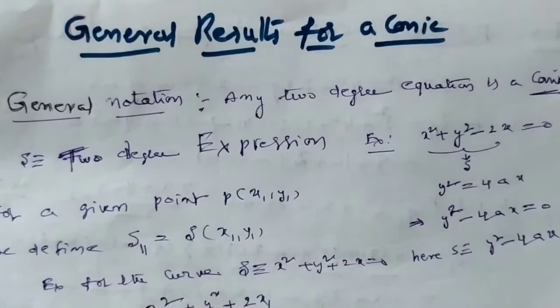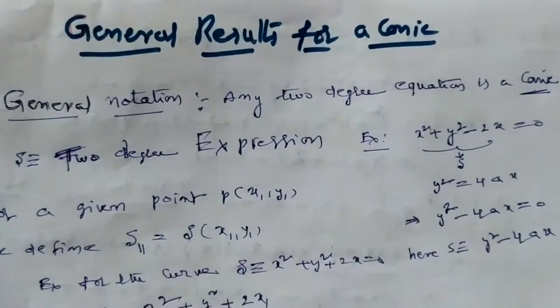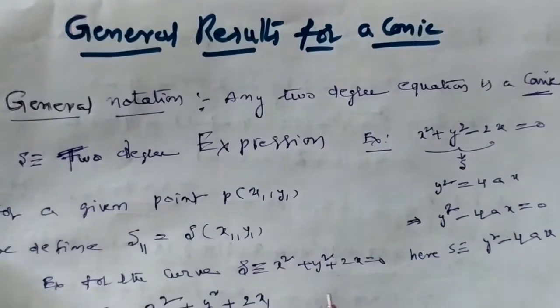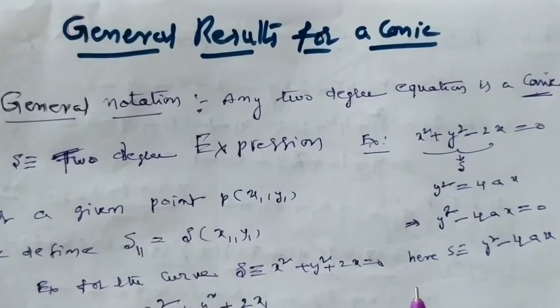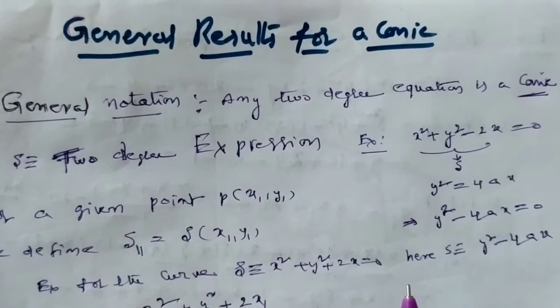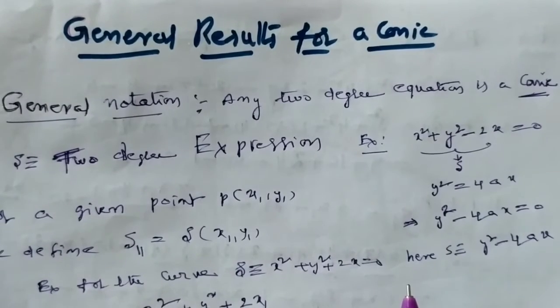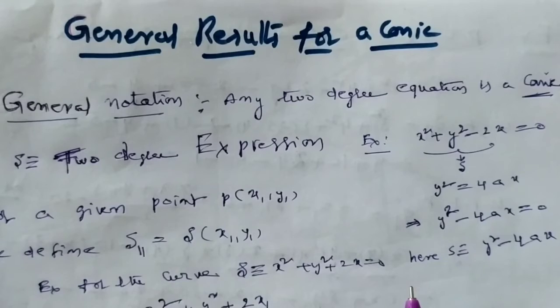So our first topic is general concepts of a conic. In this concept we are discussing some important points which are common for all the conics. Here a conic involves a circle, parabola, hyperbola and ellipse. All those geometrical figures come under the conic.